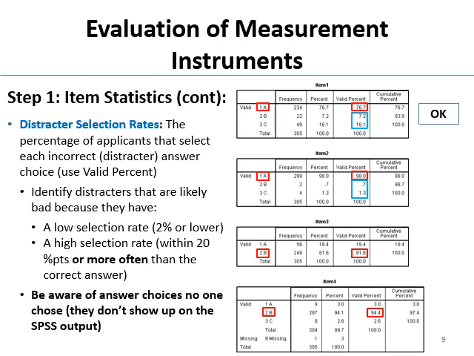So for item 2, B and C were also the incorrect answers, and 0.7% picked B. That was 2 people, and 1.3% picked C.